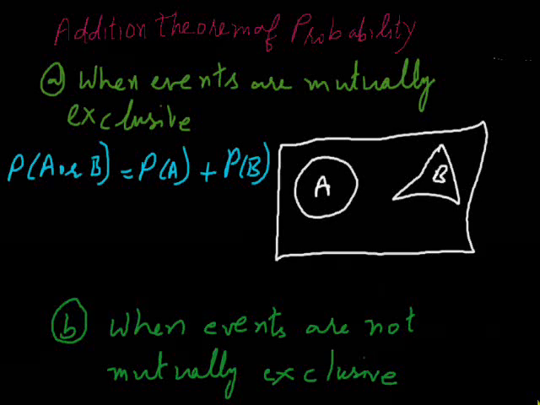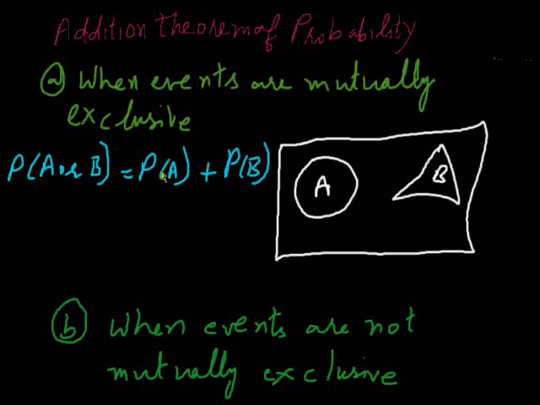For example, you have one coin and you toss it, and you guess that either head or tail will come. At that time, happening of head does not affect happening of tail, or vice versa. So the probability of head plus the probability of tail will be equal to the probability of head or tail.